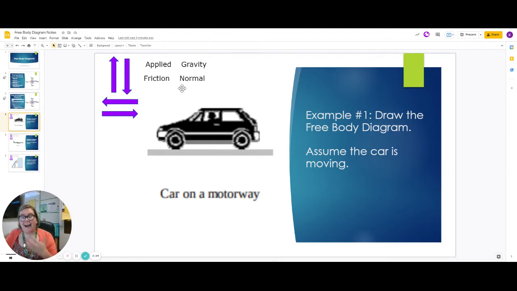So first of all, I like to start with gravity, right? Unless we're talking about something in space, it's going to have gravity. So I'm going to grab our down arrow, put it here on my car, and I'm going to label that one gravity.